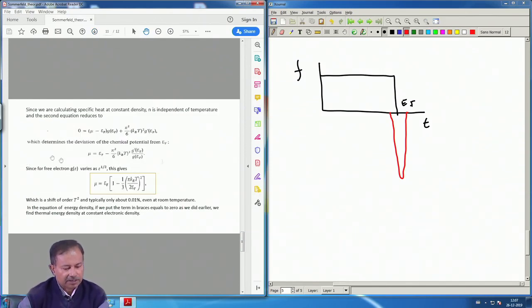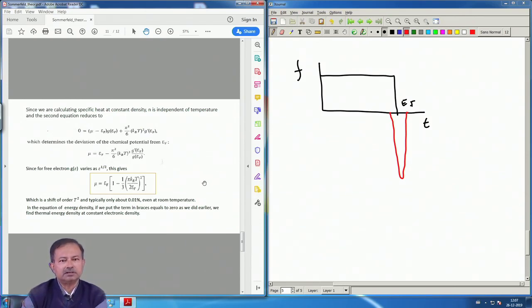So, finally, you can make the correction for the chemical potential's temperature dependence. The chemical potential comes out to be of this form. Remember, at 0 temperature, this is still EF, but there are corrections which are of order T square. So, linear in T, there is no correction to the chemical potential, and beyond that the first correction appears at order T square in the chemical potential as a function of temperature. And it is very, very small actually; even at room temperature it is less than 0.01%.